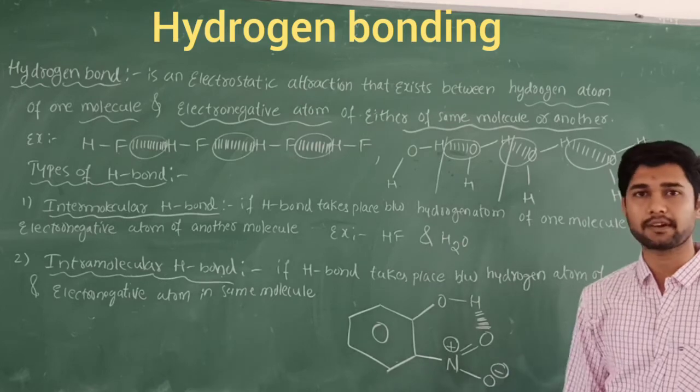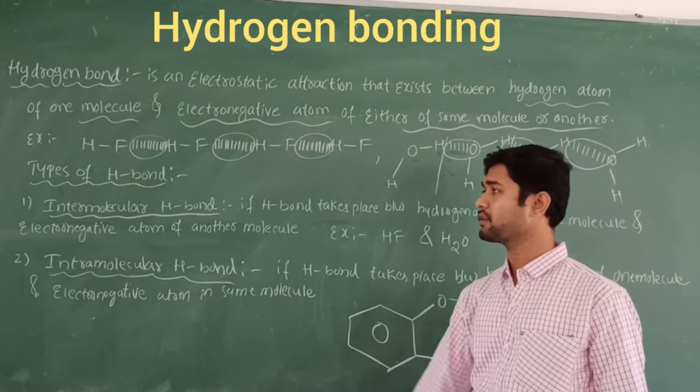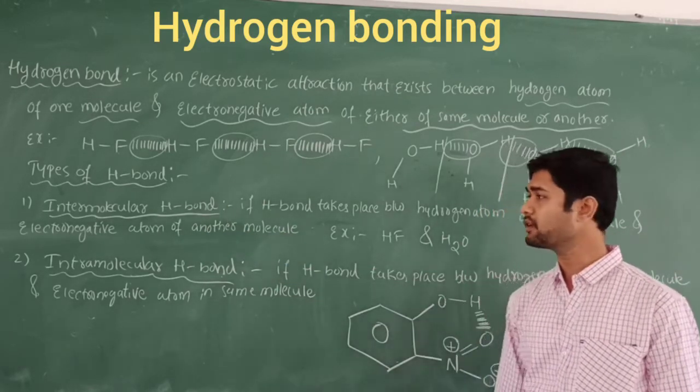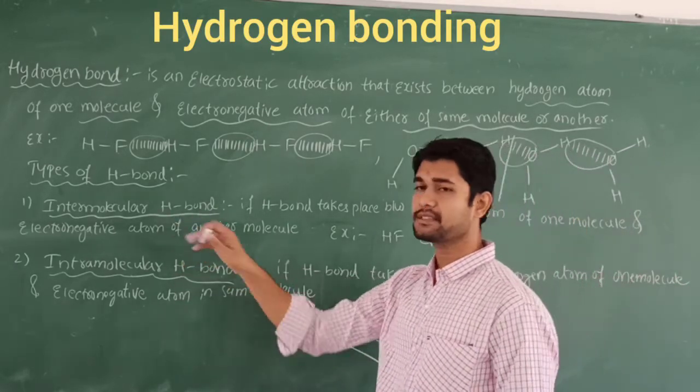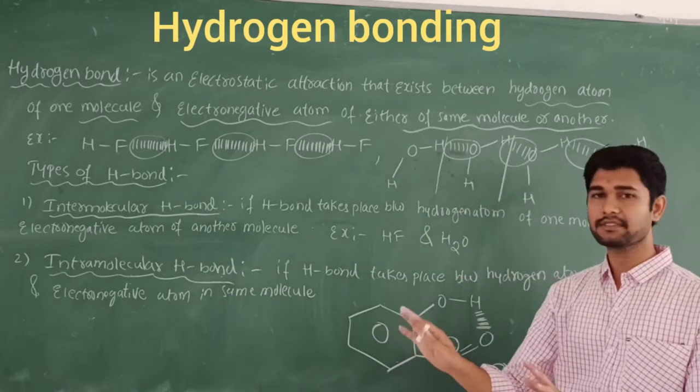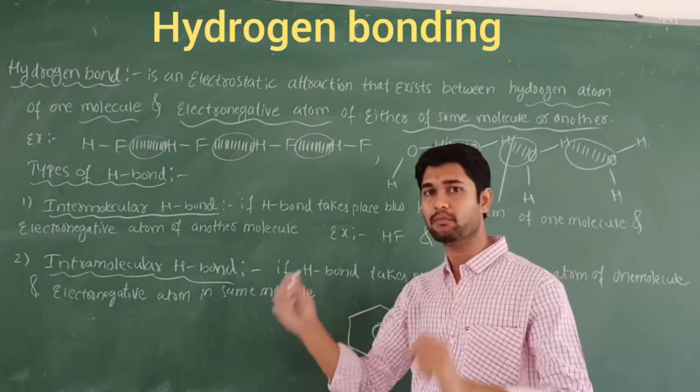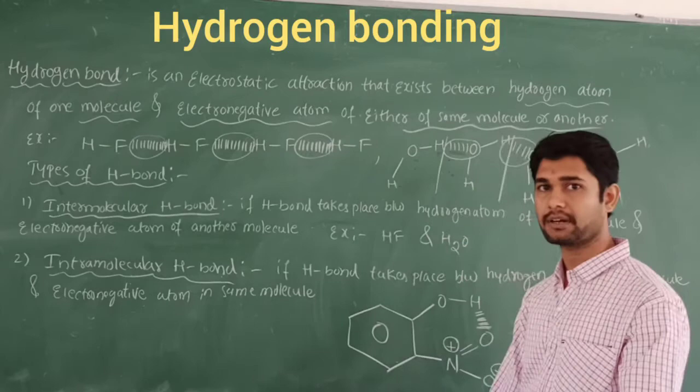Let's see the types of hydrogen bond. Mainly two types exist. One is called intermolecular hydrogen bond. The second is called intramolecular hydrogen bond. Inter means outside. Intra means within the molecule. Inter means the bond takes place outside the molecule.